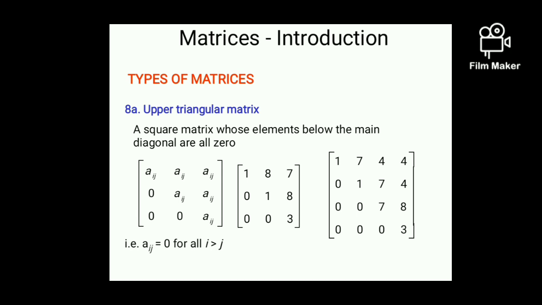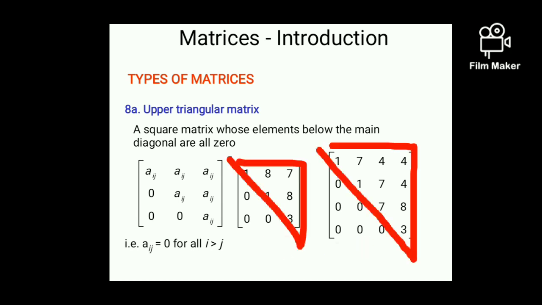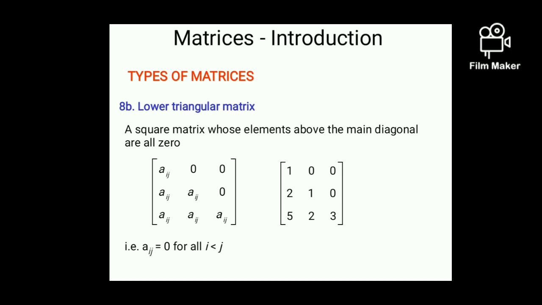An upper triangular matrix is a square matrix whose elements below the main diagonal are all 0, and above the main diagonal the elements are all greater than 1, as we can see in the given example here. On the other hand, a lower triangular matrix is a square matrix whose elements above the main diagonal are all 0. So this is just the opposite of the upper triangular matrix, as we can see here in the given example.